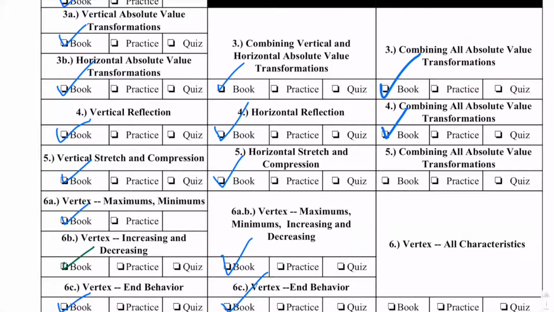All right, Algebra 2 students, we're back in our absolute value syllabus. Working on Tier 3, we are now on Lesson 5, which is, again, combining all absolute value transformations. So let's check it off.